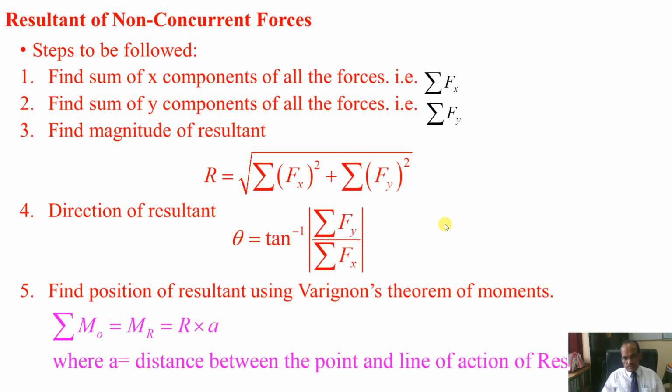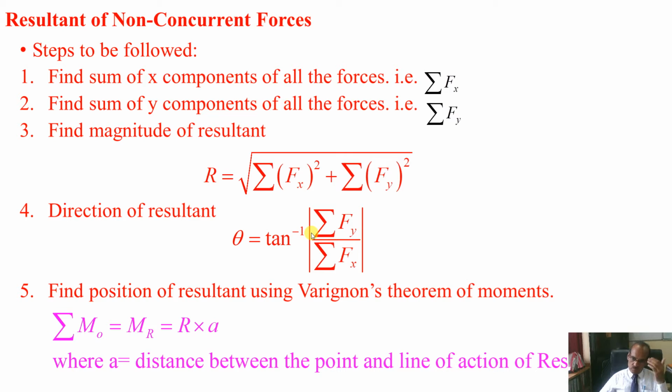Now first let us see what are the steps which we are going to follow. First step is to calculate the summation of x. Second step is to calculate the summation of y. Then find out the magnitude of the resultant and then find out the direction of the resultant. Up to this, the steps are the same as for a concurrent force system and for the resultant of non-concurrent forces.